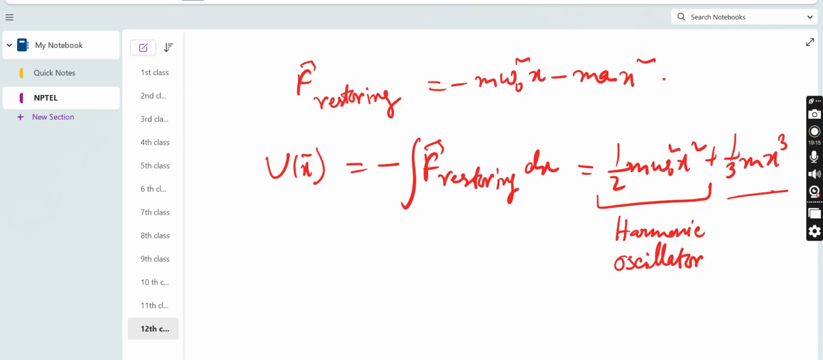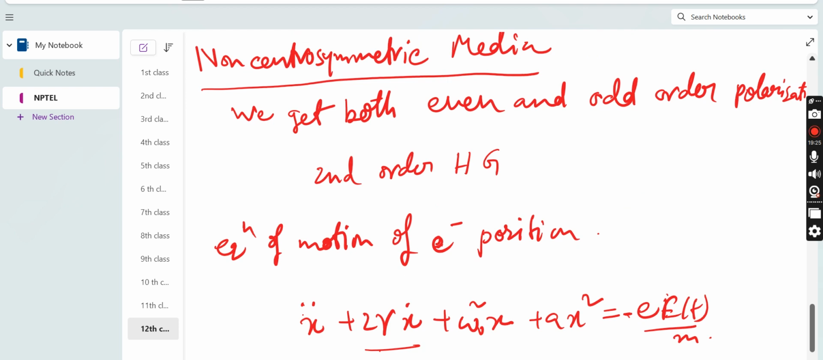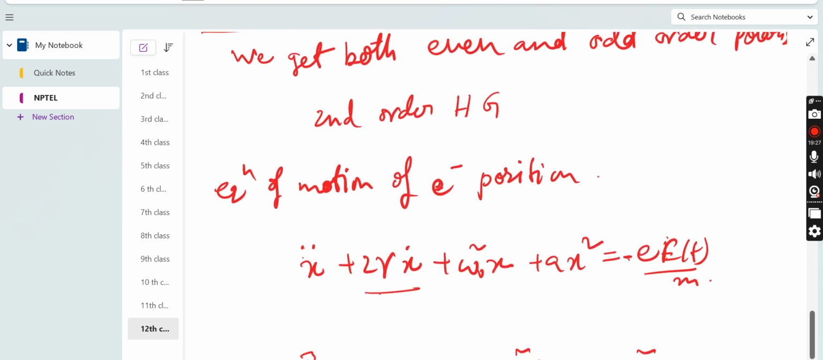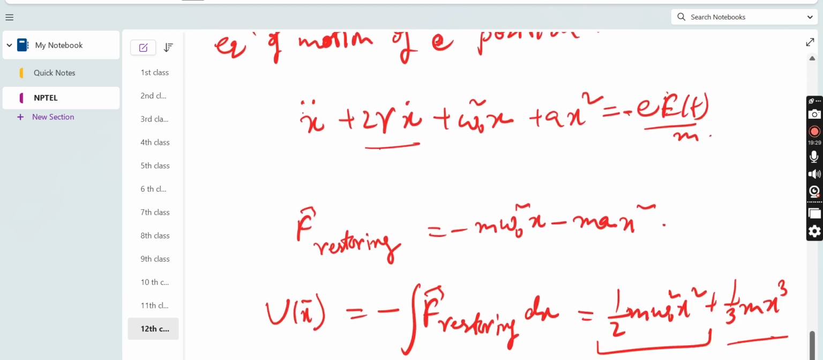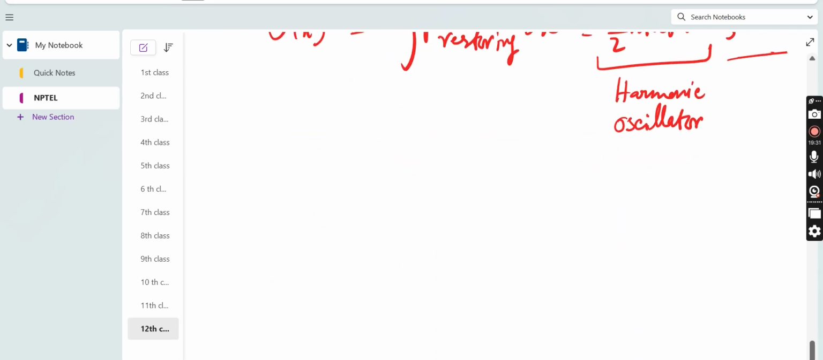And this term causes the non-centrosymmetric term. Now we could have, like in void, you will see the equation, to solve the equation, and ultimately they get x like, what would be the x1, x2, and so on and so forth.